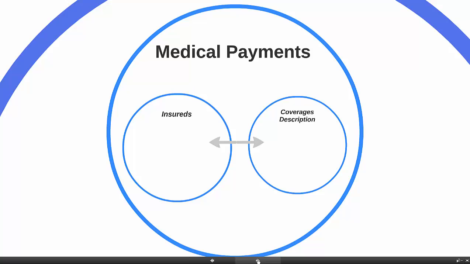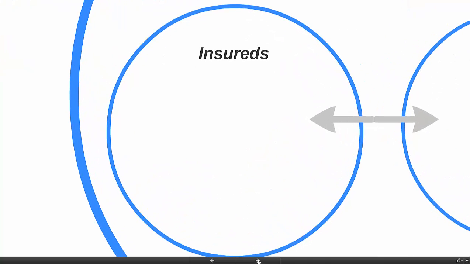Next, let's turn to Part B, which is medical payments. And this is similar to the medical payments coverage under Coverage F of the homeowner's policy. We're going to talk about the insureds under the MedPay and a description of the coverages. But let's start with the insureds.